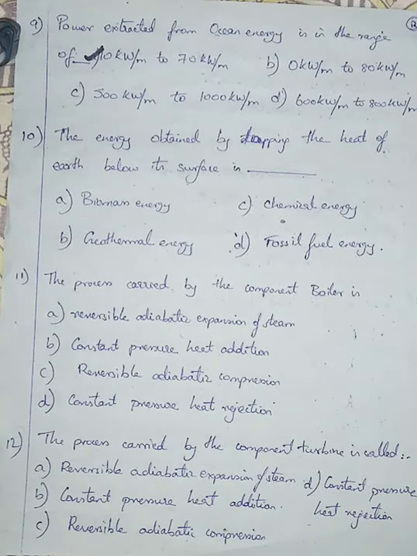Question number 10. The energy obtained by tapping the heat of the earth below the surface. This question also comes in the first unit. The energy obtained by tapping the heat of the earth below its surface is: option A, biomass energy; option B, geothermal energy; option C, chemical energy; and option D, fossil fuel energy.